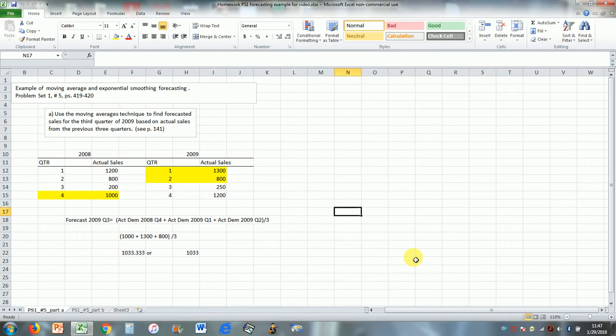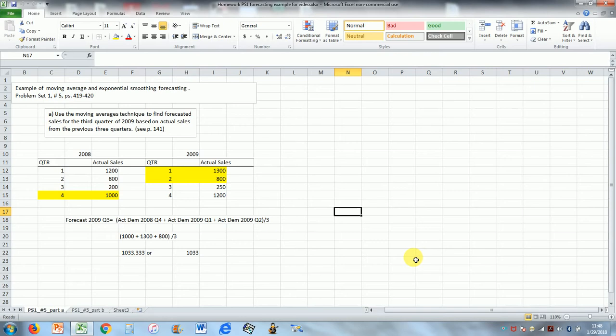I am looking at a problem from the textbook having to do with forecasting, and this is problem 5 on page 419. What we have here is Ms. Kathleen Boyd, Director of Logistics for the Scenic Calendar Company, who wishes to evaluate two methods of time series forecasting. She has collected quarterly calendar sales data from the years 2008 and 2009.